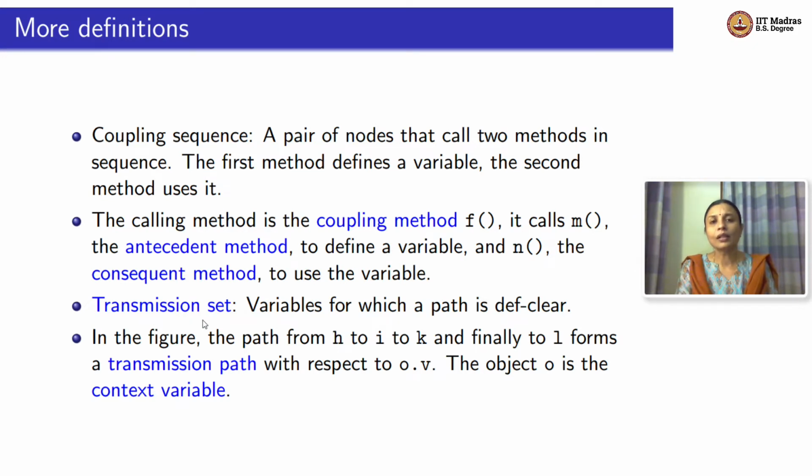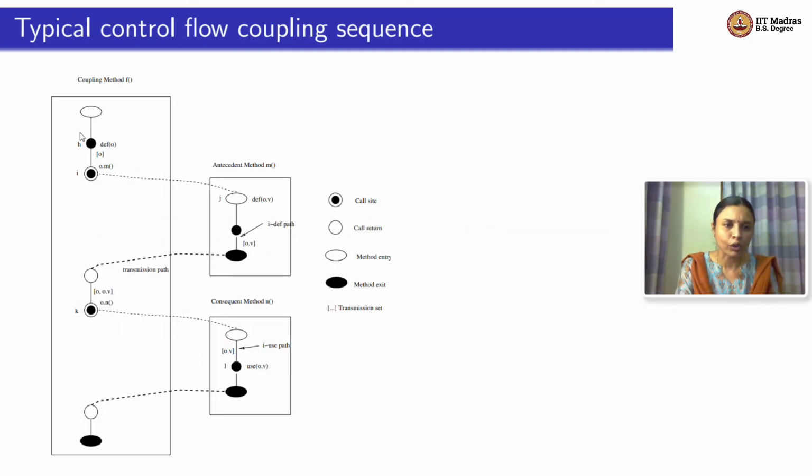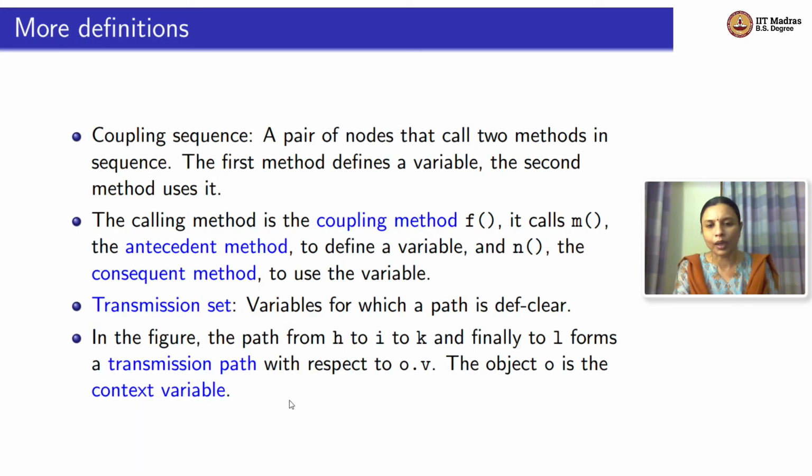Transmission set is the def-clear paths, what we earlier called du paths, but they were void of any definitions in between. Here they are referred to as the transmission set. So in this figure, if I start from h here on top, then go to i, go to j, come back through k, then go through l, and then come back, that constitutes what we call a transmission path for o.v. And the object o is the context variable. Is this clear? More or less the same thing.